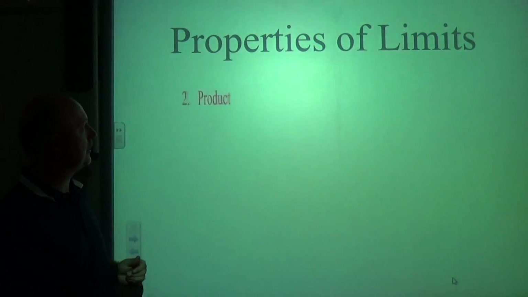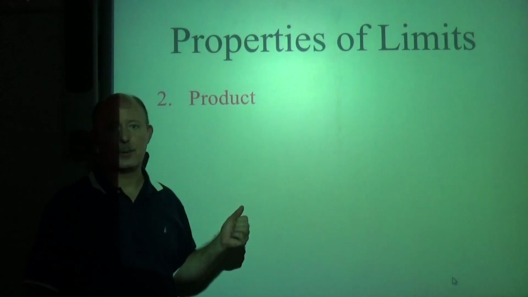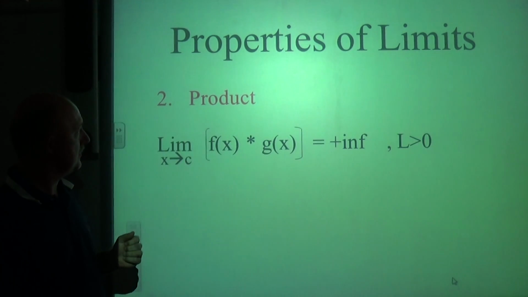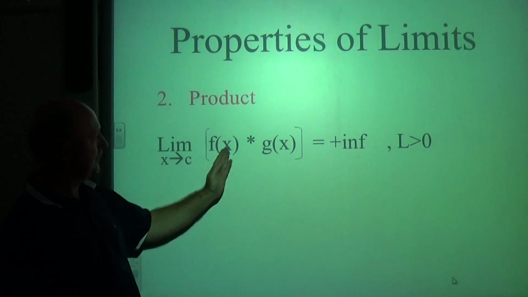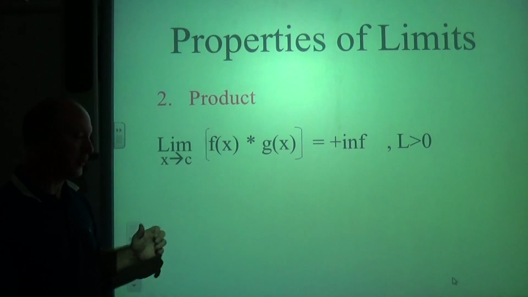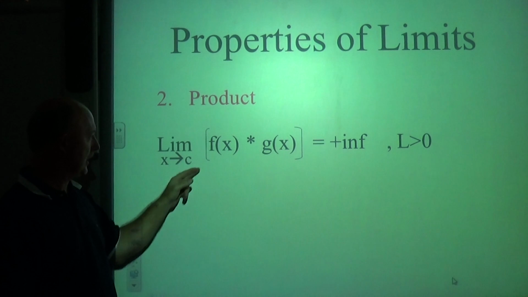Okay, let's look at our next property. This is called the product property. Once again, if you take f of x and g of x and multiply them together, the product of two functions, and take the limit as x approaches c.